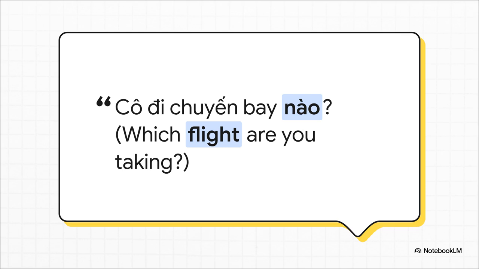This example is just perfect. Think about it. Where would you hear this question? An airport, right? And at an airport, you don't have an infinite number of flights. You have a limited, specific list on the departures board. The person asking knows there's a set of choices. They just want to know which one from that list is yours.